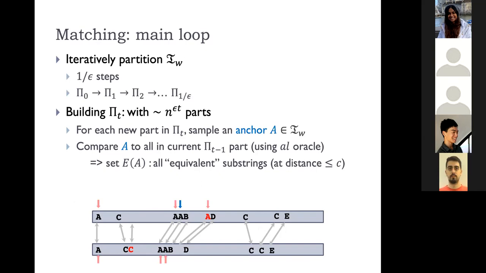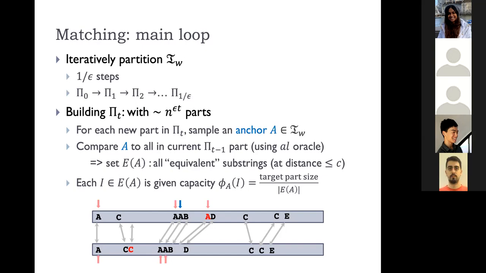Okay, so this is good, but the thing is, most likely the size of this set E of A will be much smaller than the target part size, right? And this will be no good for us. So what we'll do is, this anchor will really be like a seed, in a sense, to build a part.